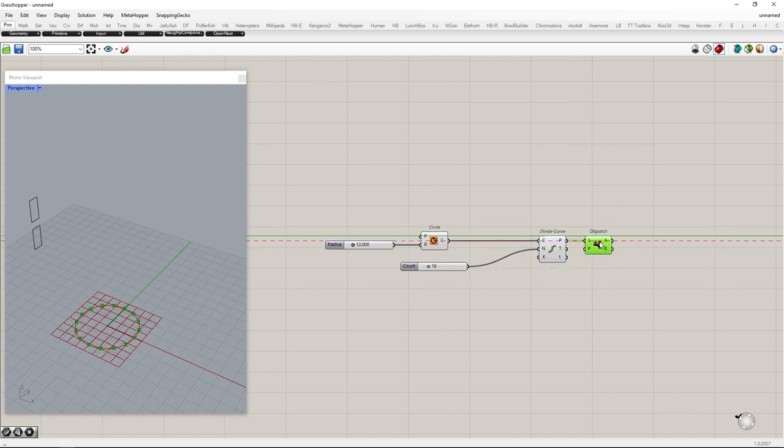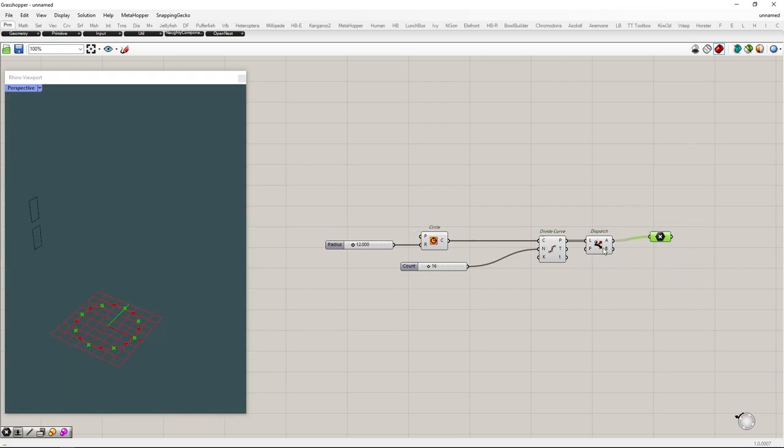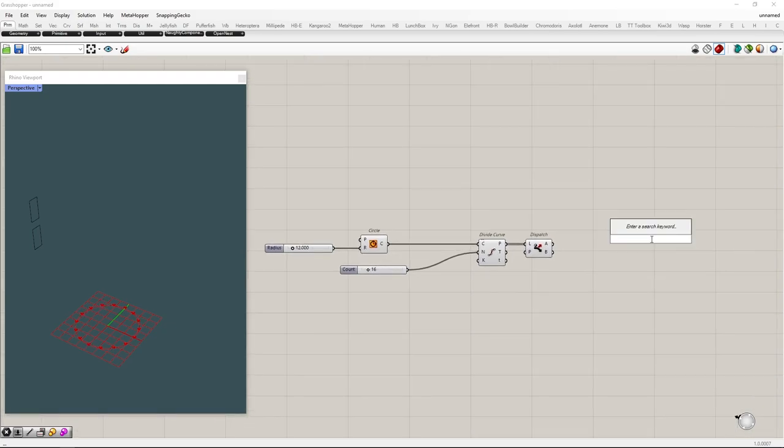Next, separate the consecutive list into different lists. By using a component called dispatch, I can separate the list into two target lists. Next, move one of the lists toward the center of the circle. This can be done easily by scaling these points from the center of the circle.